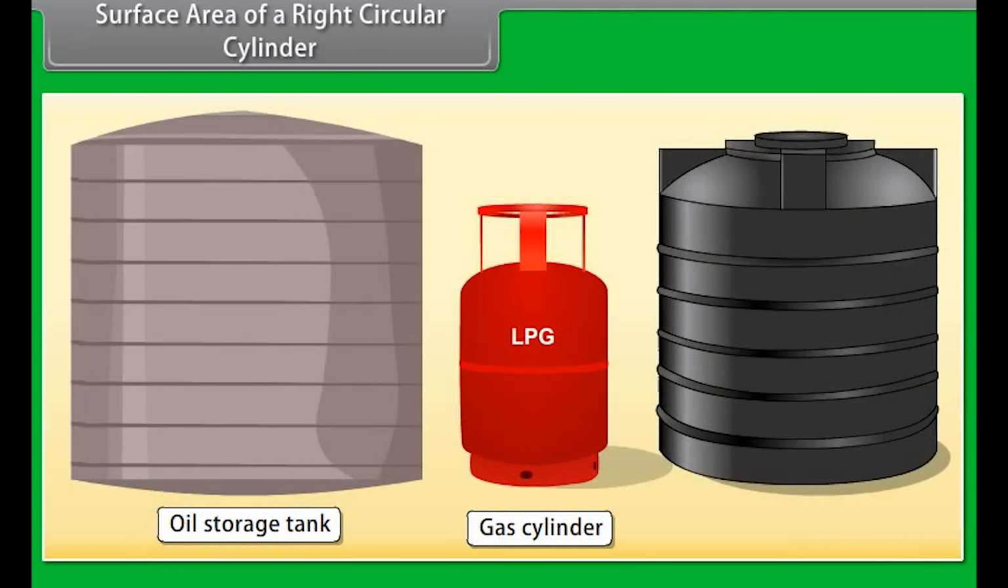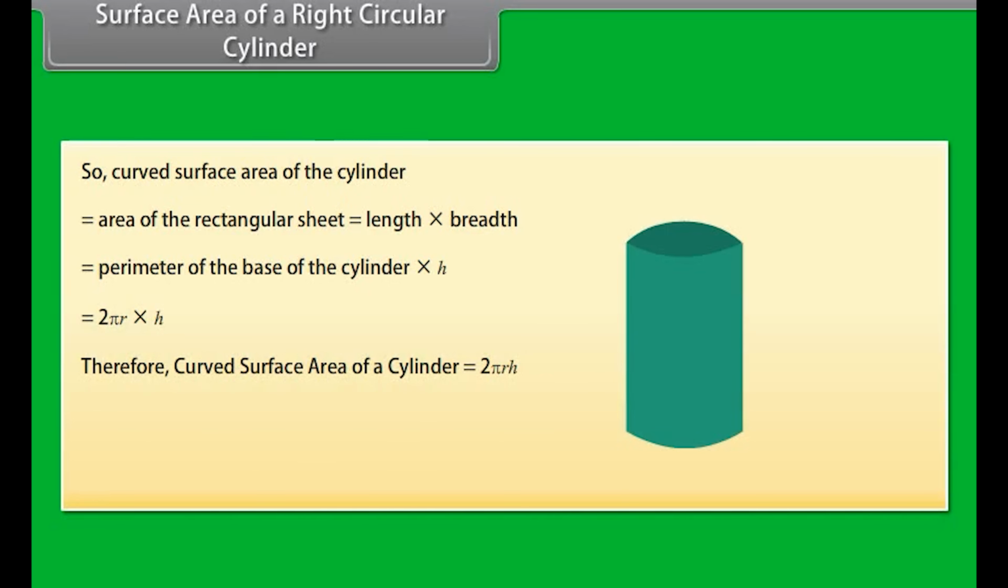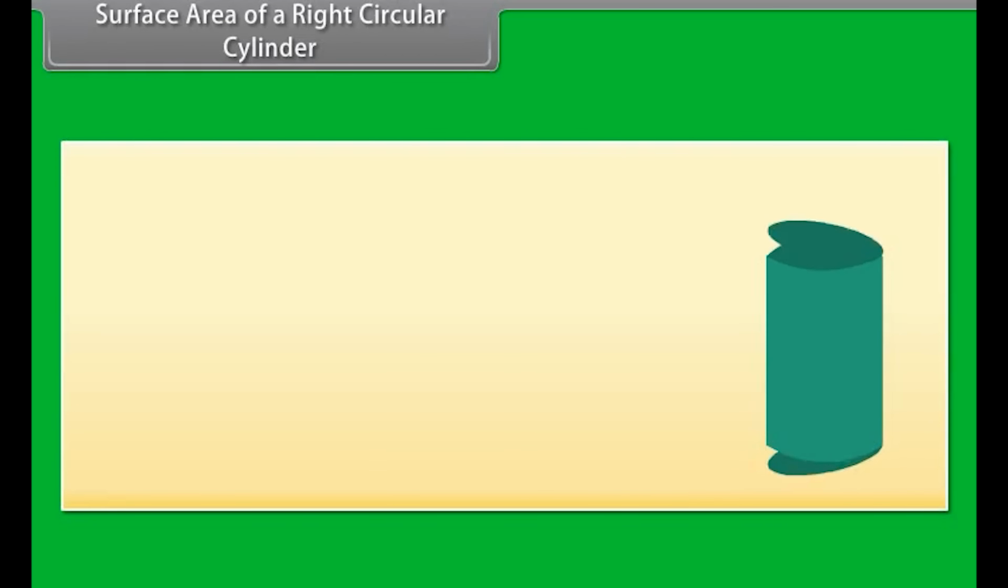We get the curved surface area of a cylinder by a sheet of paper. When we roll it, we get a cylinder. So, curved surface area of the cylinder is equal to area of the rectangular sheet, equals length into breadth, is equal to perimeter of the base of the cylinder into H, which equals 2 pi r into H. Therefore, curved surface area of a cylinder is equal to 2 pi r h.